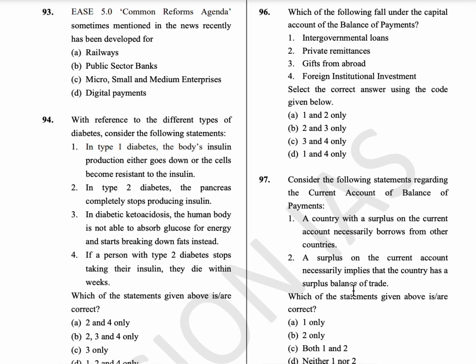93rd question is 5.0 Common Reforms Agenda, sometimes mentioned in news, was developed by. It is developed by the public sector banks. So option B is the right one.